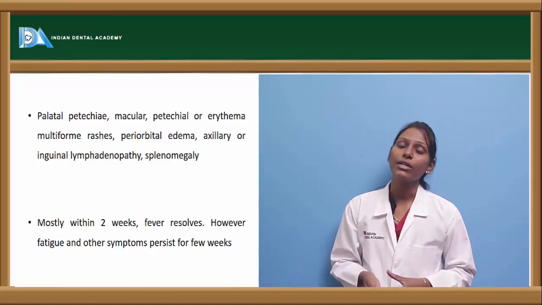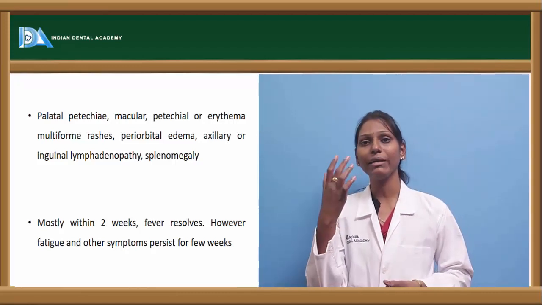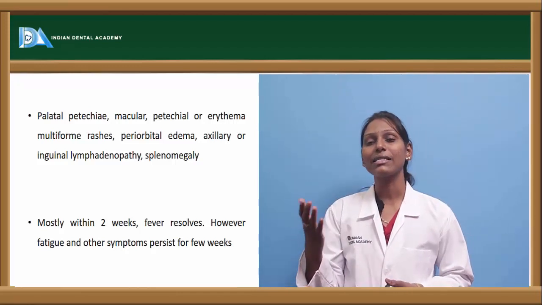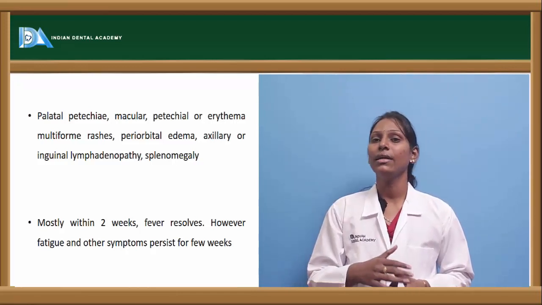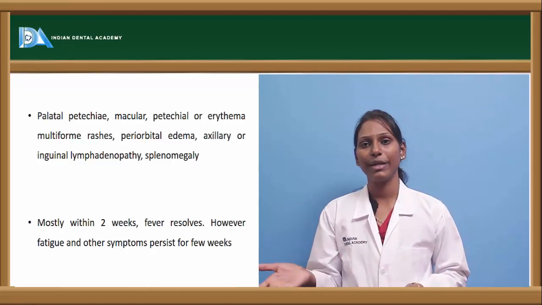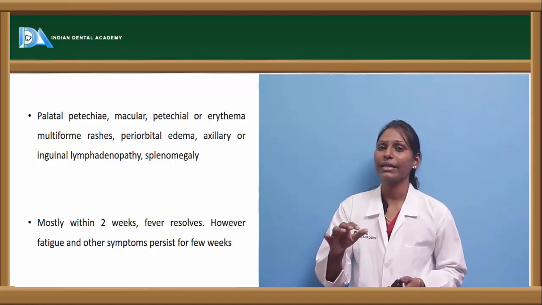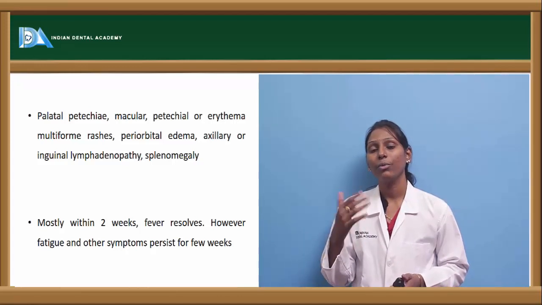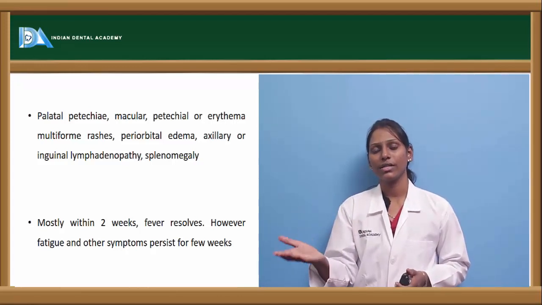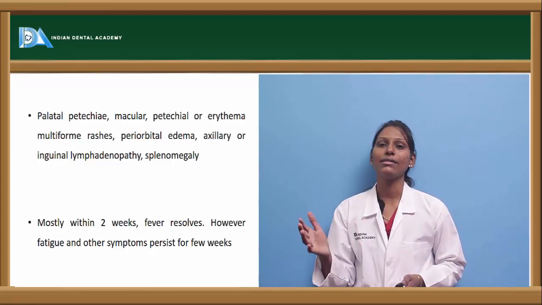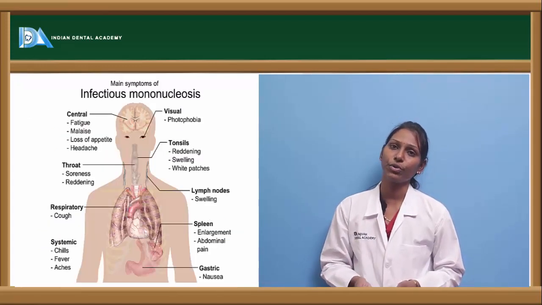And other symptoms include periorbital edema. Around the eye, patients will have edema, and axillary and inguinal lymphadenopathy can also be seen associated with splenomegaly. Mostly, within 2 weeks of time, these conditions will resolve. However, post resolution of the disease, fatigue and other symptoms can also persist for a few more weeks.